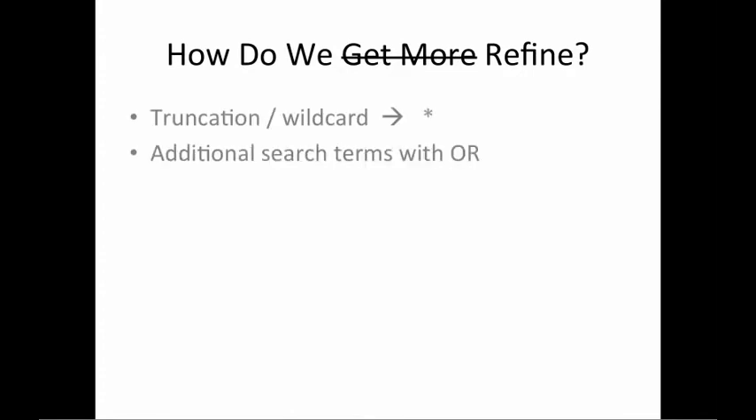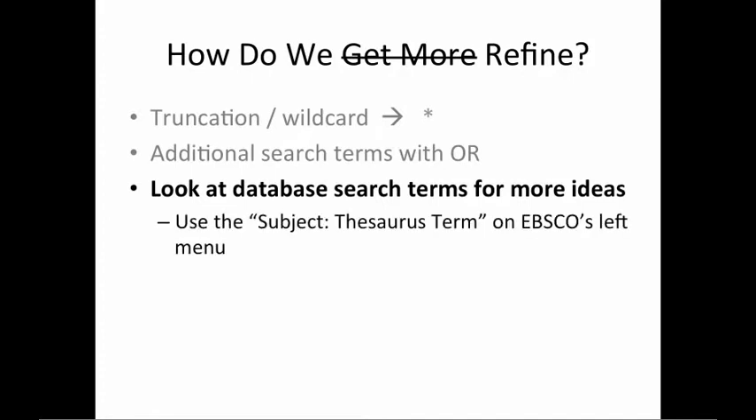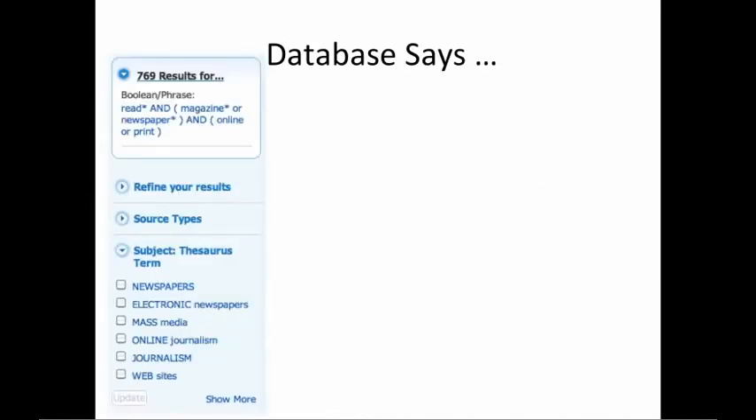We talked about these two options, and now what we're going to do is look at the database search terms for more ideas. And the best way to do this is to look at the thesaurus term subject box over on the left-hand side of EBSCO. This goes back to earlier what I said about looking outside the box. Really, really important.